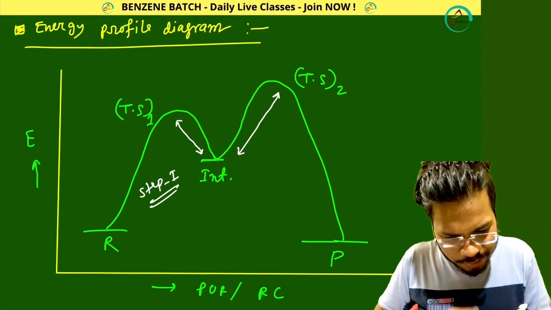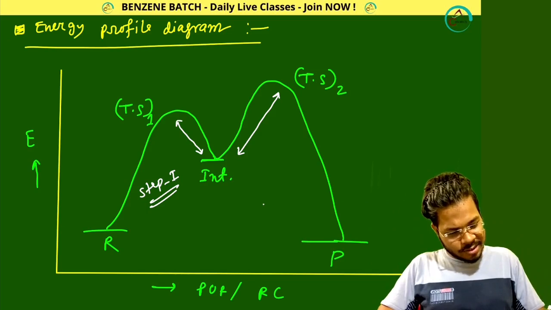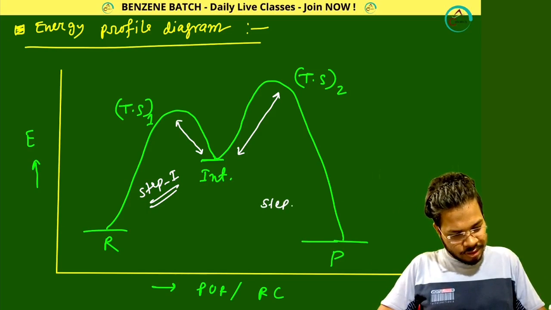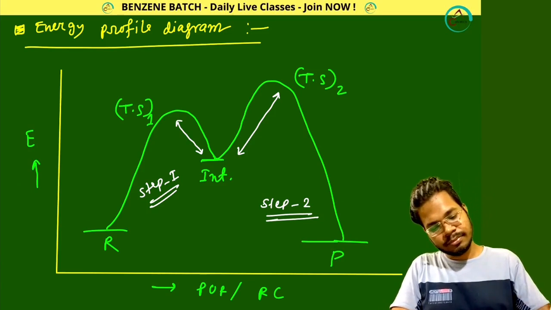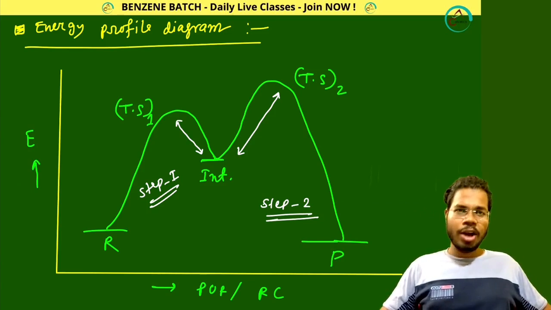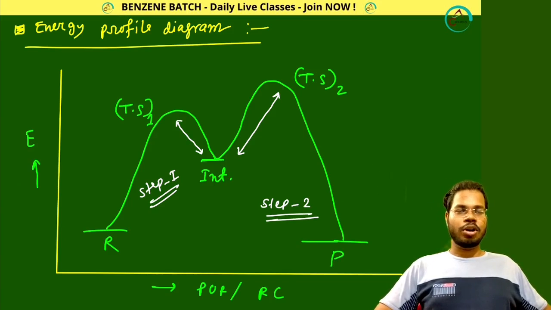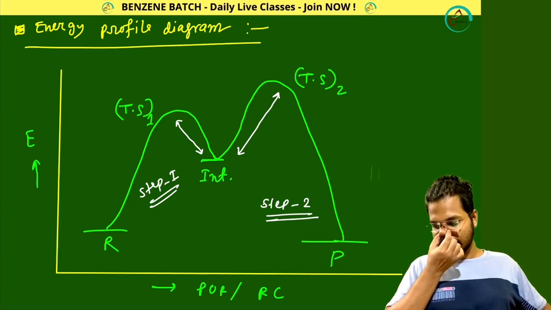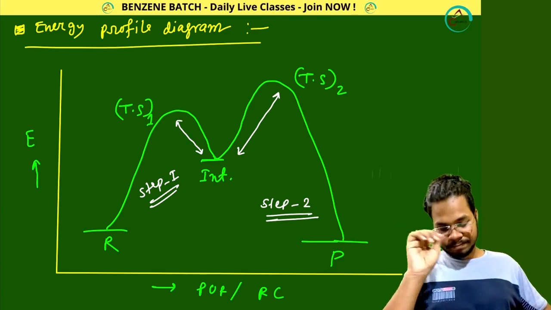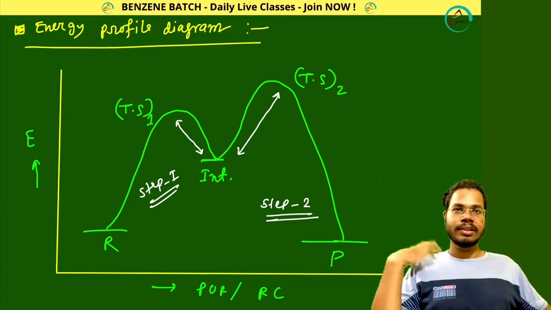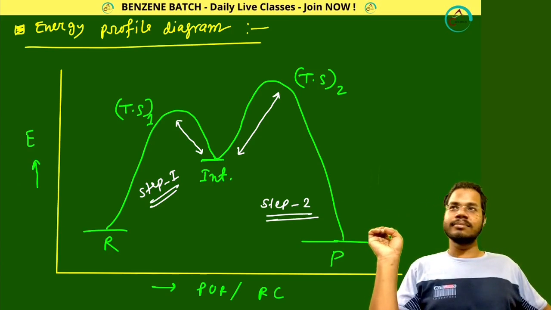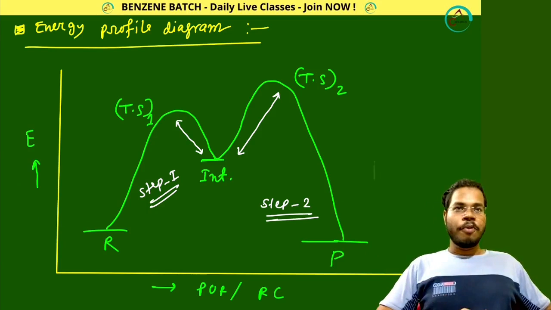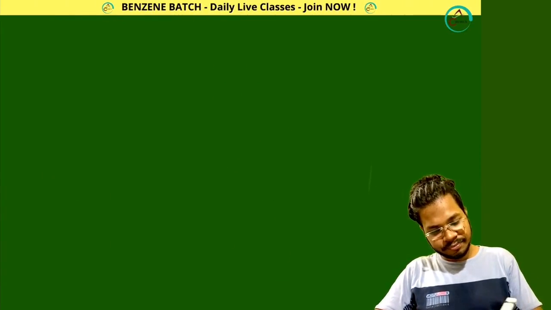Do you have any confusion till now? If you have, you can ask me. This is your step 2. Do you have any confusion till now? Now I will be giving you a lot of examples. Do you have any confusion? If you don't comment, I will move forward. No comment means no confusion.